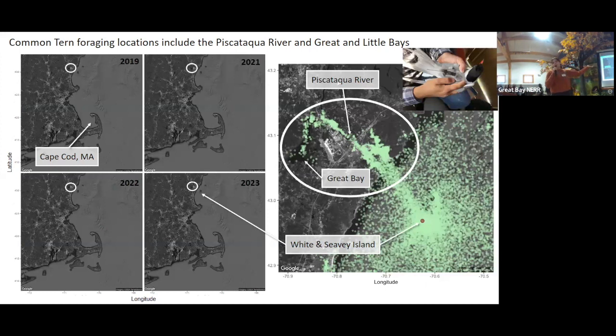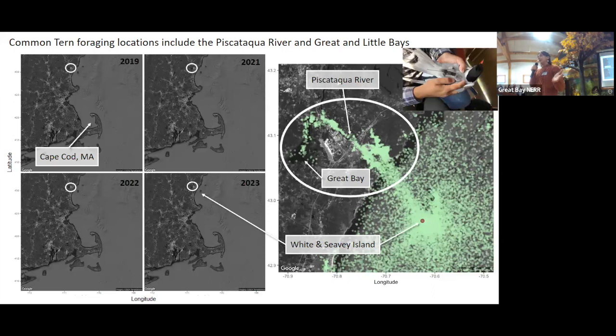We have data starting in 2019, and these zoomed out maps would have shown you the whole distribution of positional data that we have, whereas the map on the right is showing zoomed in locally to our area. Maybe that's fitting because that's the area we're talking about today anyway. We use statistical models to identify which of these points might actually be associated with foraging. Basically what we found is that terns have a really broad foraging range. If you could see the map, you would see that they venture all the way down to the Cape and even past the Cape at times. But they also frequently use the Piscataqua River and Great and Little Bays to forage.